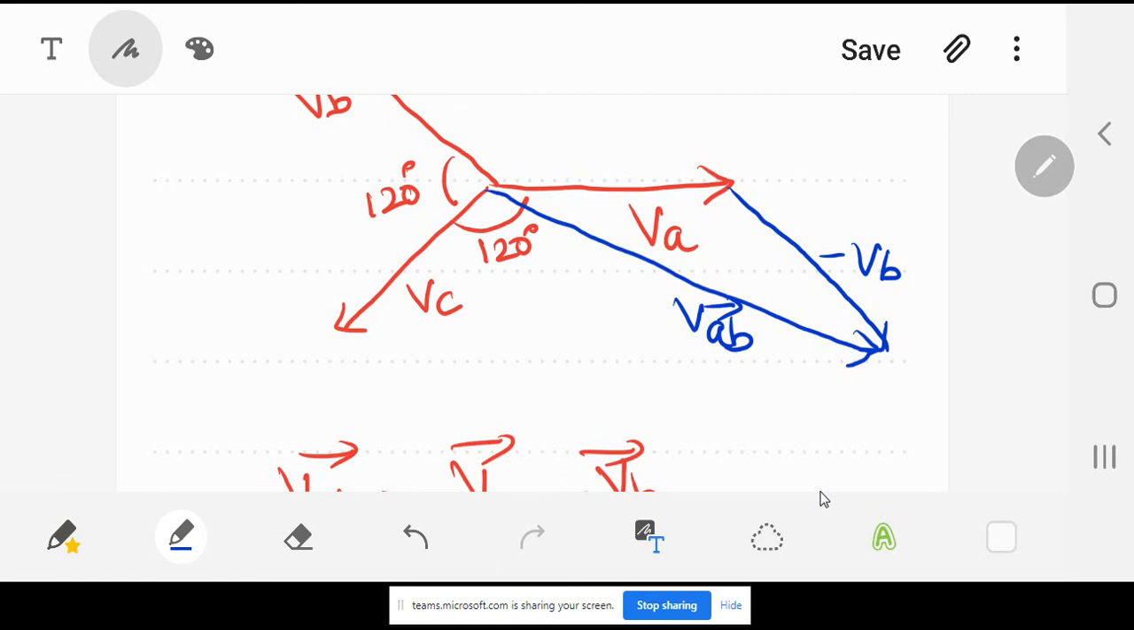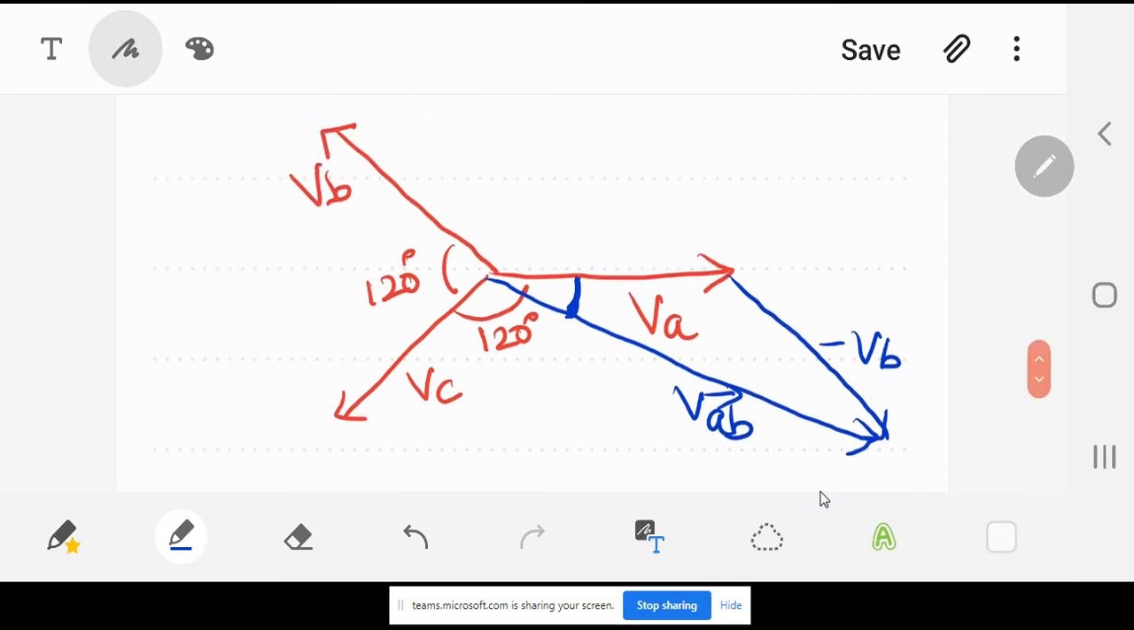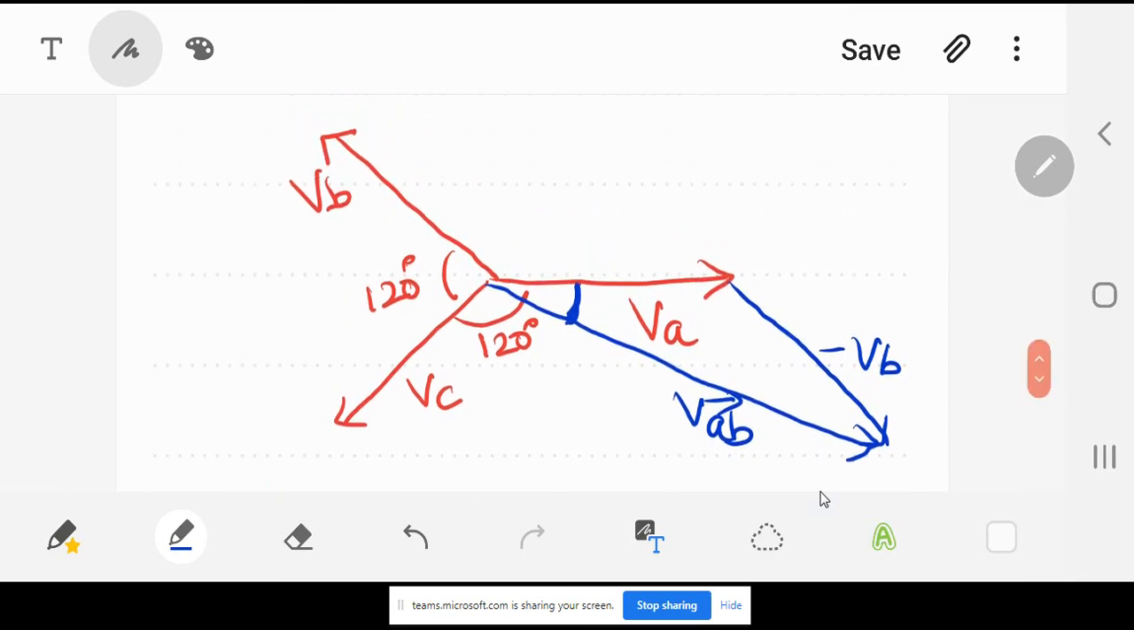Now, practically, can you tell me what is the angle between these two? This is very simple. Anyone, please open your mic and tell me what is the angle between these two? This is very simple. 45. How 45? How 45? Anyone explain this? 58.